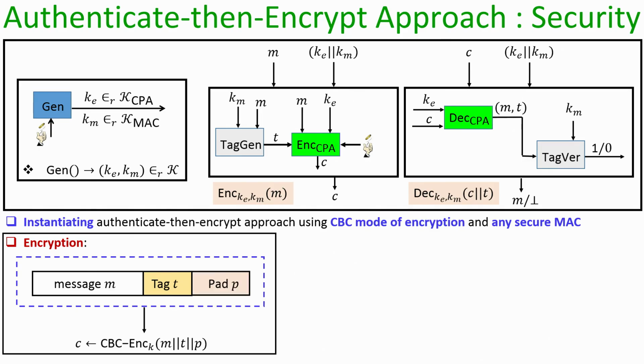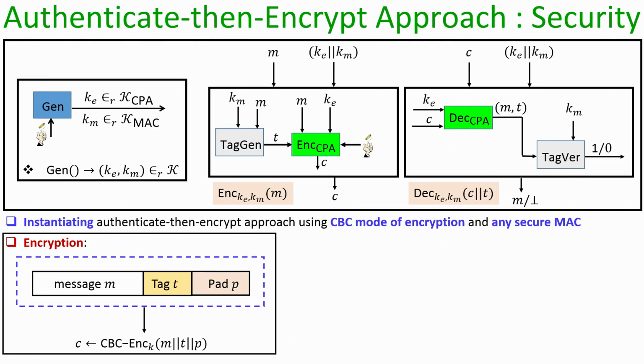To do the CBC mode of encryption, depending upon whether the number of bytes in this message concatenated with T is a multiple of the number of bytes present in the underlying pseudo random permutation, we have to do a padding, namely a PKCS padding, right. So, assume P denotes the bytes which we have padded. Altogether this whole thing is now encrypted as per the CBC mode of encryption.